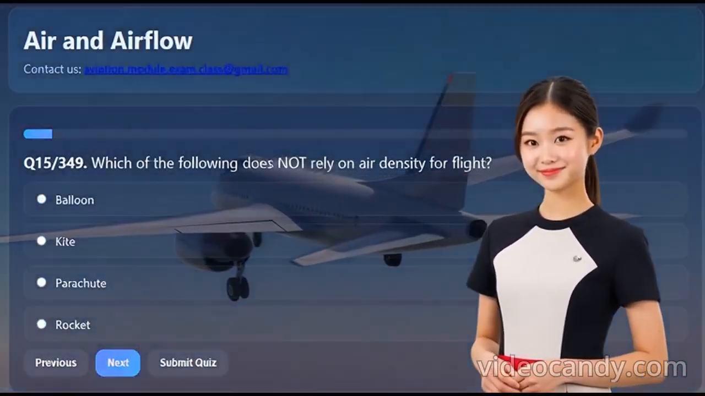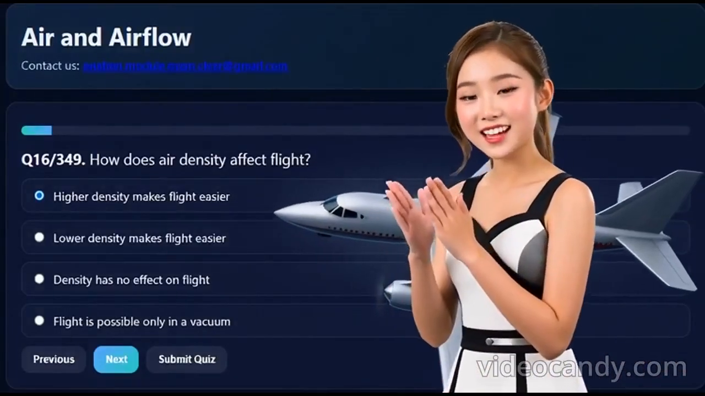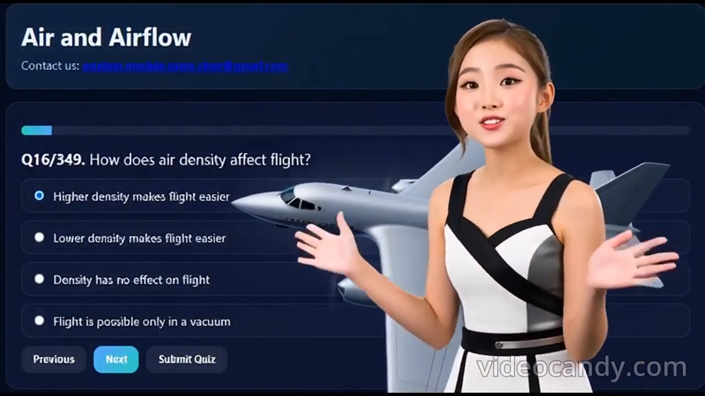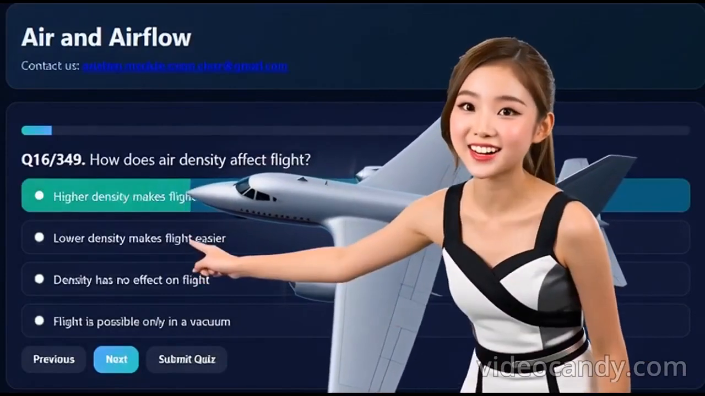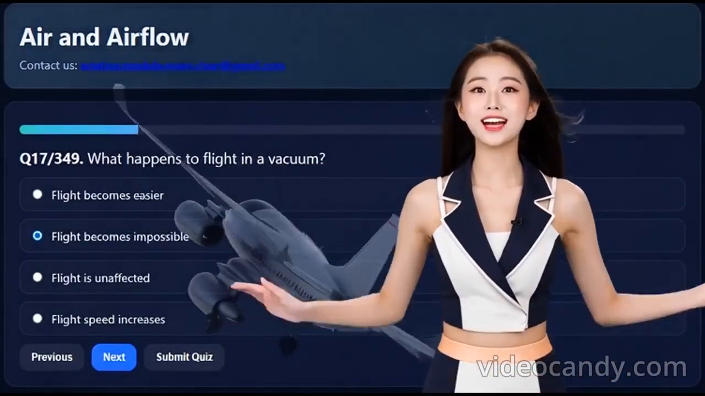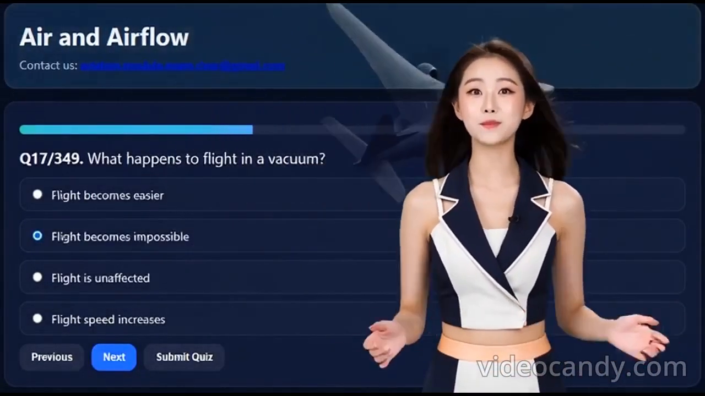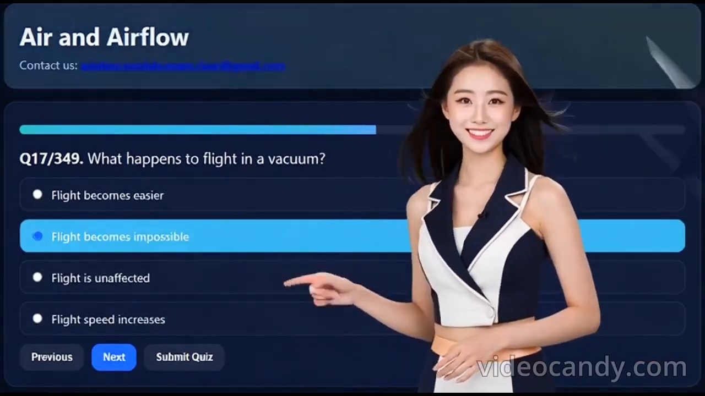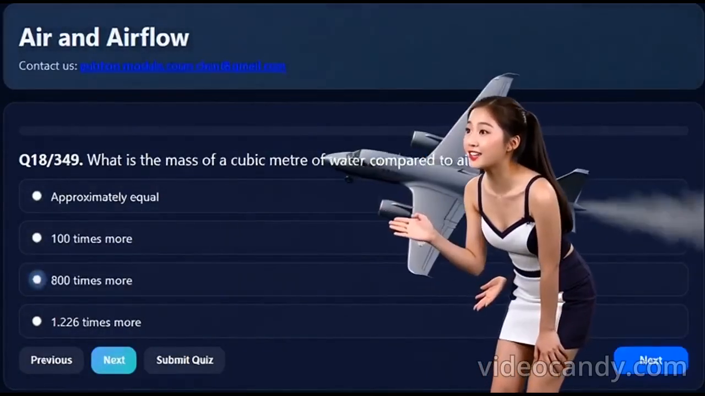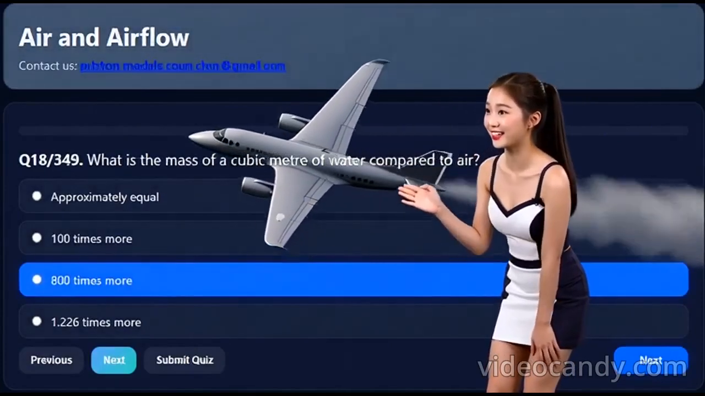Which of the following does not rely on air density for flight? Rocket. How does air density affect flight? Higher density makes flight easier. What happens to flight in a vacuum? Flight becomes impossible. Oh. What is the mass of a cubic meter of water compared to air?